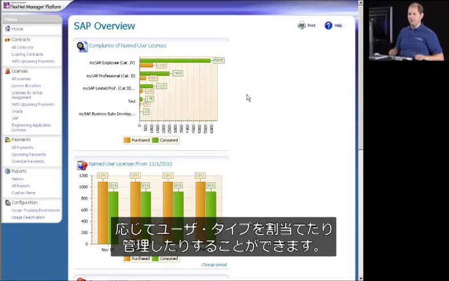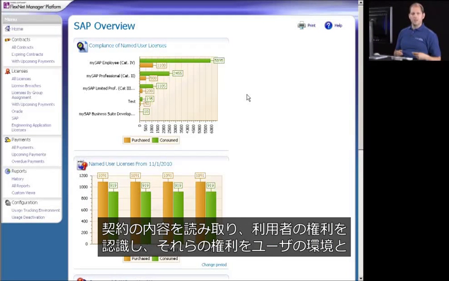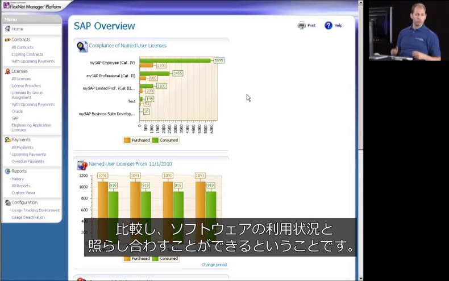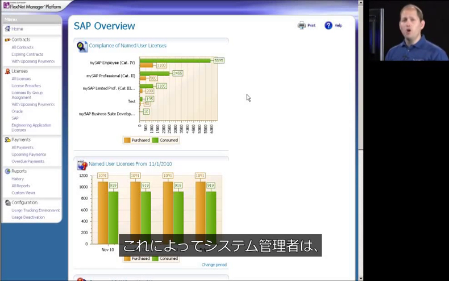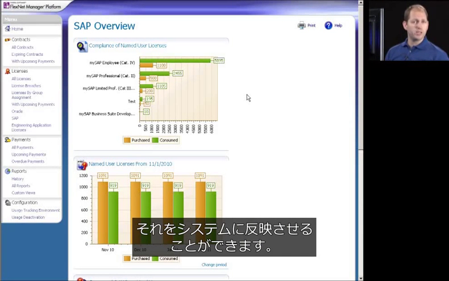And so the SAP administrator can easily read through their contract, understand the rights, and then model those rights against their user environment and track against real usage of the software. FlexEra software will help those administrators understand what the best license type for each user could be and then reassign those rights in the system.